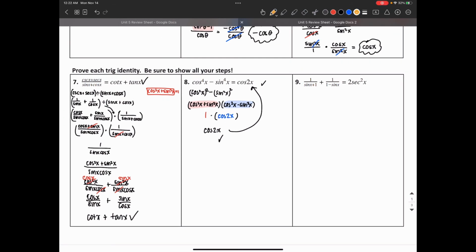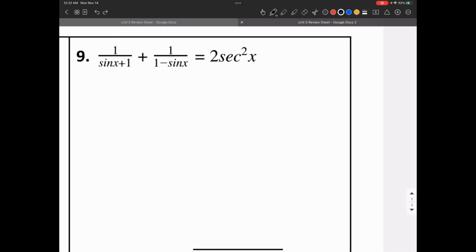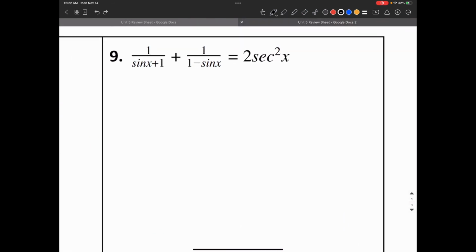For number 9, I want to rewrite the left-hand side because it's more complicated. And I want a common denominator so I can combine those two fractions. So I need to look at what's the LCD. I can't multiply one by something to get the other, so I'm going to have to multiply them together: sine of x plus 1 times 1 minus sine of x, and see what I get.